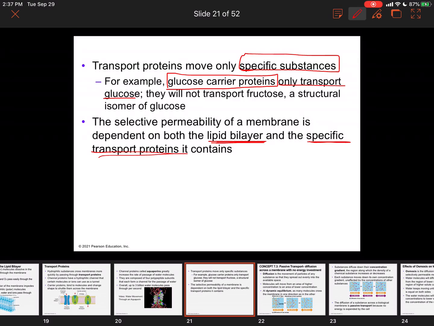Okay, so a glucose carrier protein would transport glucose. An aquaporin would transport water. So they're very, very specific.